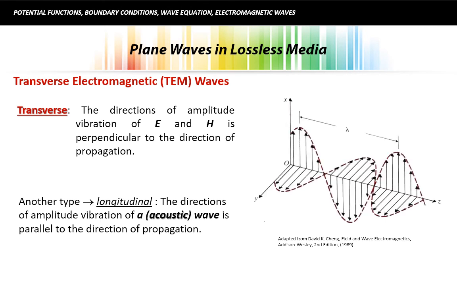Let's consider the transverse electromagnetic waves. Transverse means that the direction of amplitude vibration of electric and magnetic fields is perpendicular to the direction of propagation. We can also talk of other types of waves, for example longitudinal waves, in which the direction of amplitude vibration is parallel to the direction of propagation. Examples of these are acoustic waves.